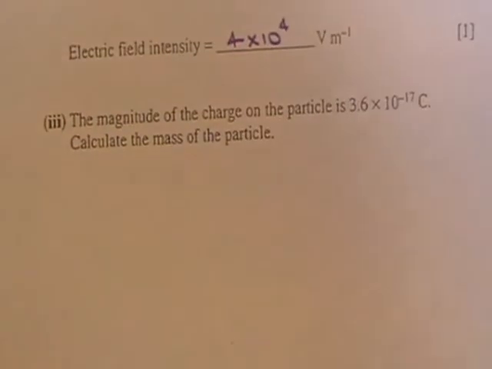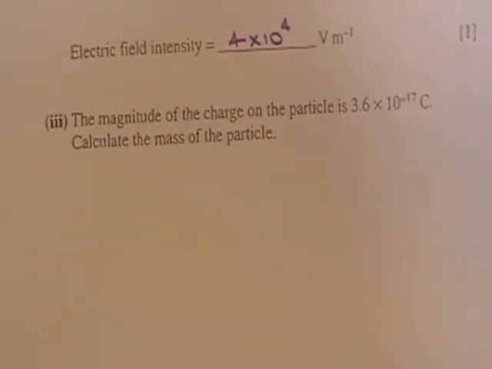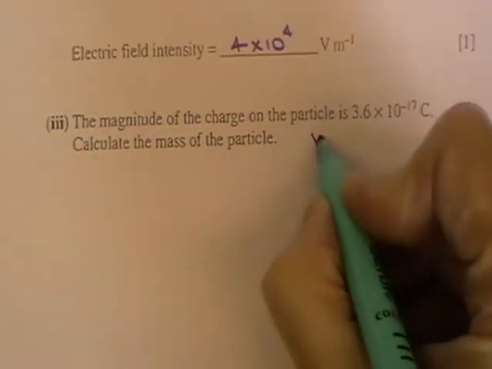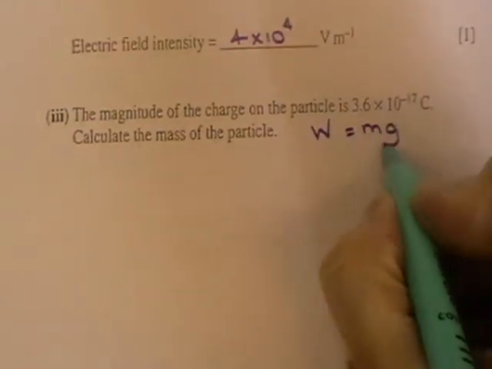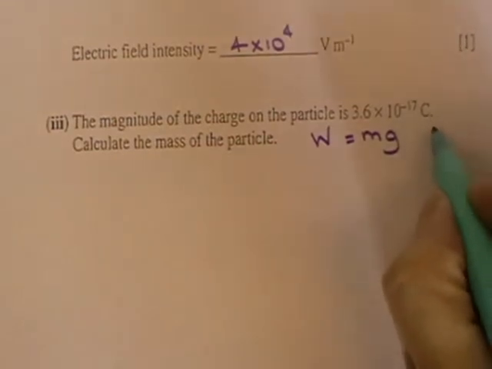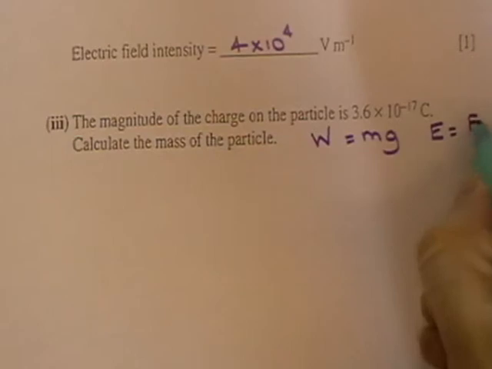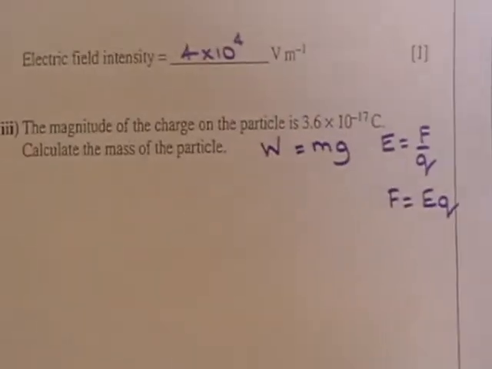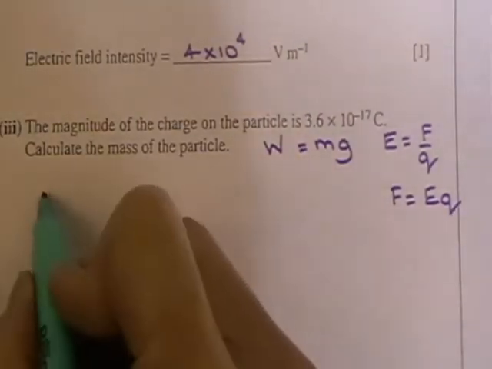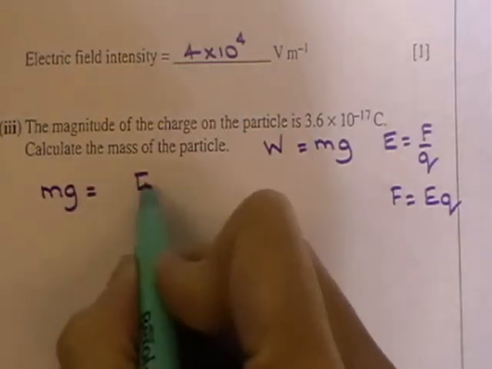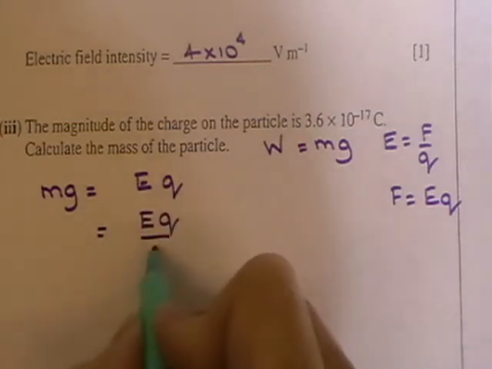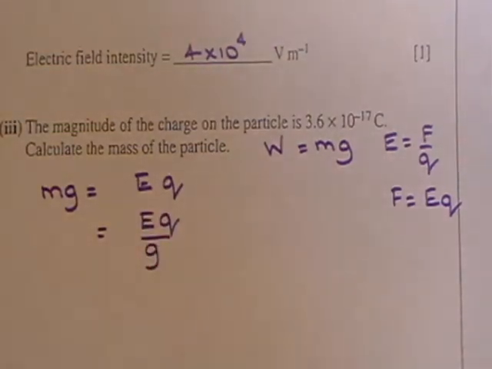The magnitude of the charge is 3.6 by 10 to the minus 17 coulombs. Calculate the mass of the particle. Now, we have got 2 forces acting on the particle. We've got its weight, which is equal to mg, and we've got the force due to the fact it's moving in the electric field. So we know E is F over Q, so therefore F is equal to E times Q. And so what we're going to do is equate those 2 forces. So mg is equal to EQ. And therefore if we want a value for m, we have to divide E times Q divided by g.